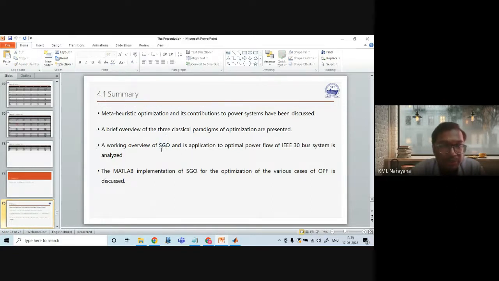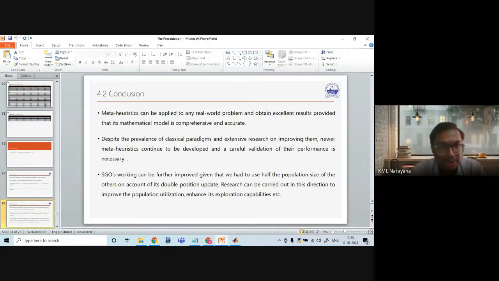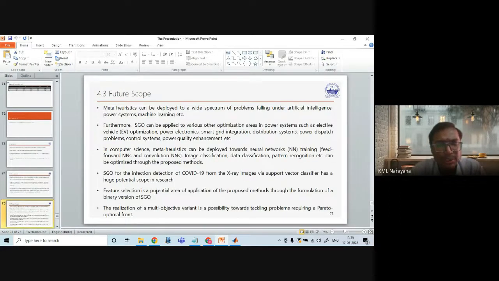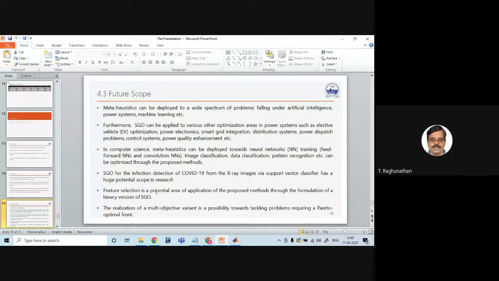So SGO performance is compared with 4 more algorithms. SGO outperforms the other algorithms. So the conclusion is this one, you can go through it. And there is a future scope. SGO can be applied not only in electrical systems, it can be applied in other domains of engineering. And people have used SGO for detection of COVID-19, and for X-ray images and so on. Okay. So I hope you understood a little bit.